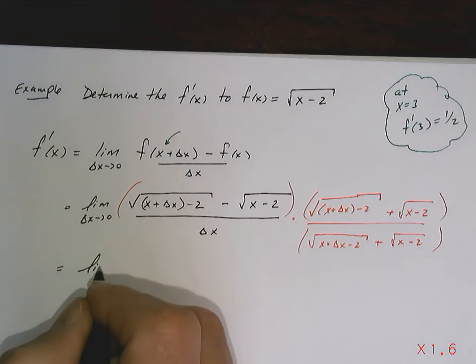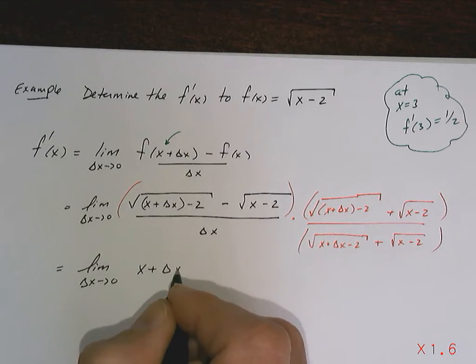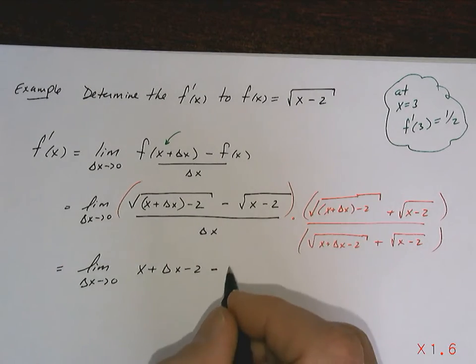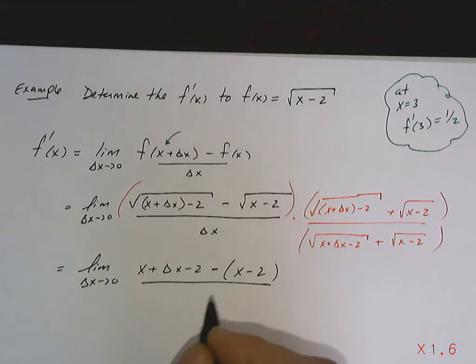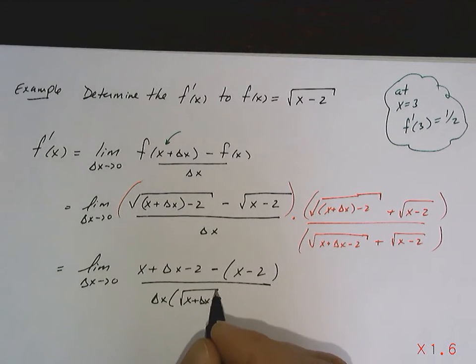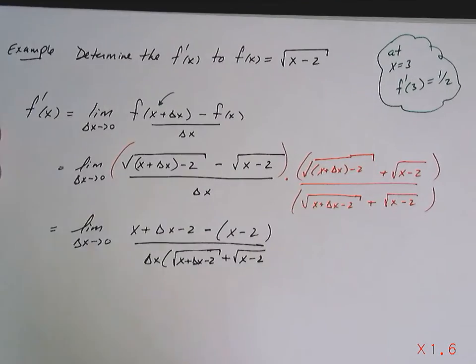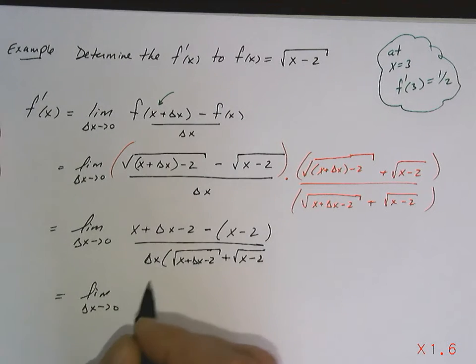So this is going to become the limit as delta x approaches 0 of x plus delta x minus 2, so it's the first term squared. Subtract the second term, but it's the whole second term, so notice I put brackets in there. Over top of delta x, root x plus delta x minus 2, plus root x minus 2. Limit, delta x approaches 0.